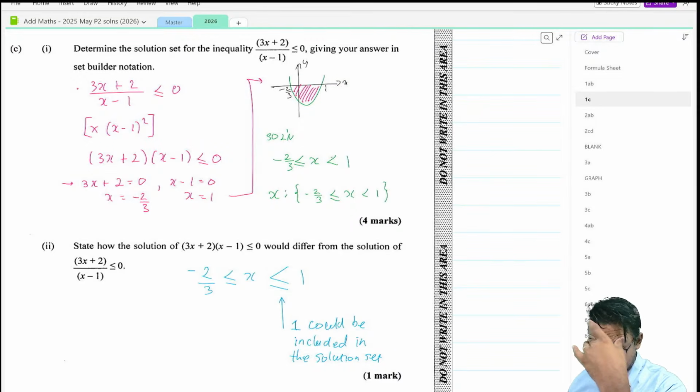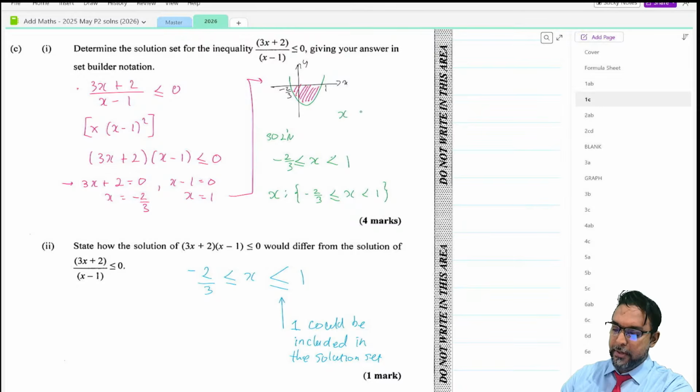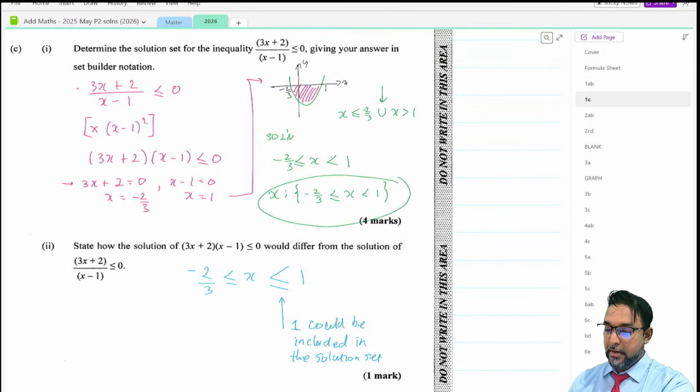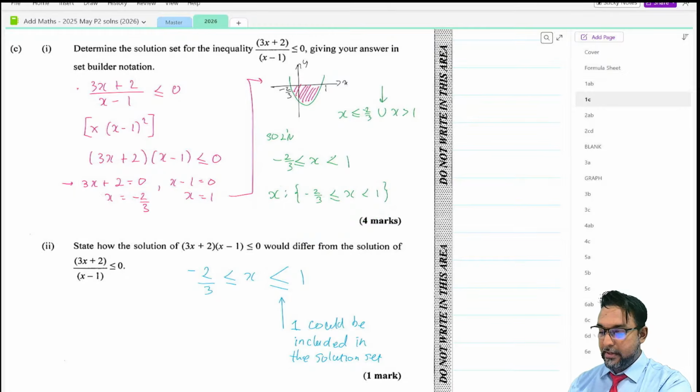Actually, hold on. I feel like if it was the opposite way, if it was greater than or equal to, then x would be less than or equal to minus 2/3 union x is greater than 1. And that there would be like your set notation too. So I don't know. I'm not saying that domains can't be expressed like that. I'm not saying that at all. All right, okay. Well, we'll use that, right?